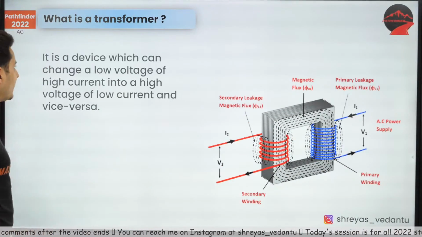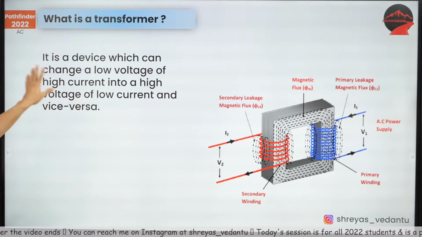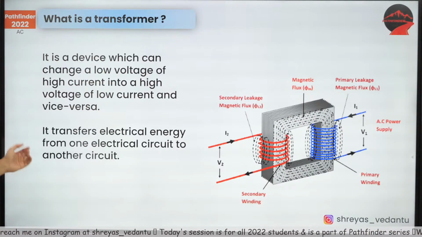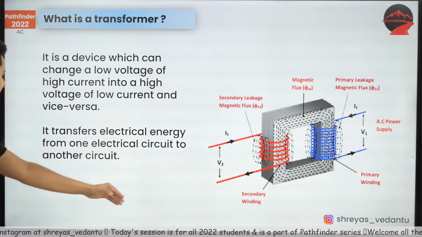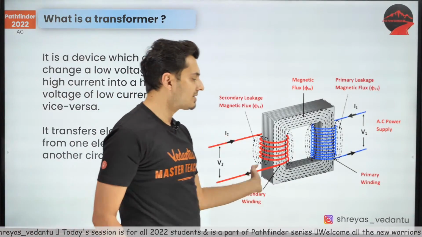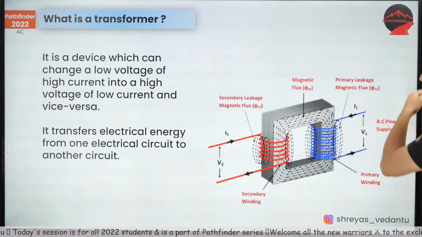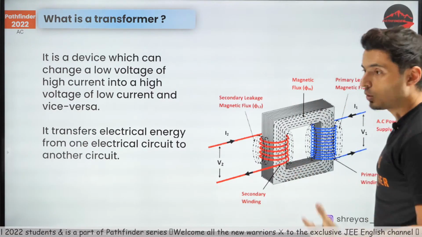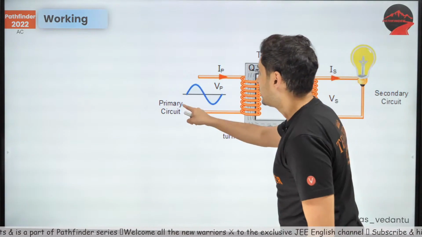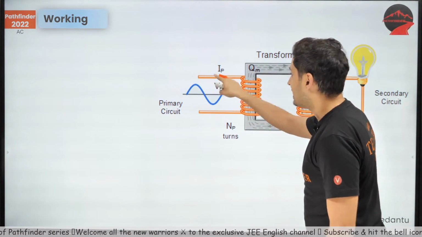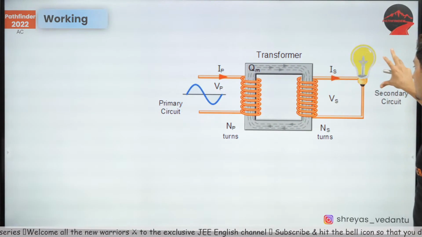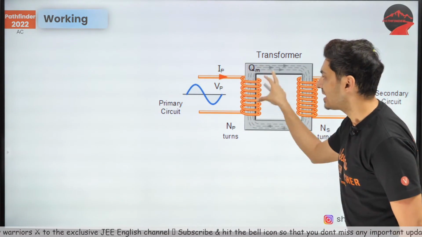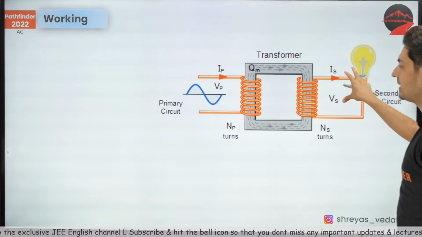Now, so what is a transformer? It's nothing but a device which can change a voltage from low to high or high to low, and it transfers electrical energy from one electrical circuit to another electrical circuit. So from this circuit to the other circuit. That's what it does, and it changes the voltage or the current as per our requirement. So if you give an AC voltage inside, then you will get an AC voltage outside. The energy gets transferred from the primary side to the secondary side.